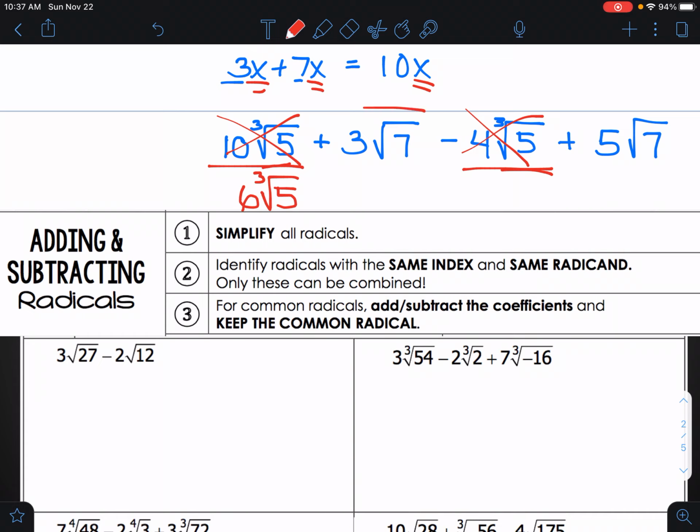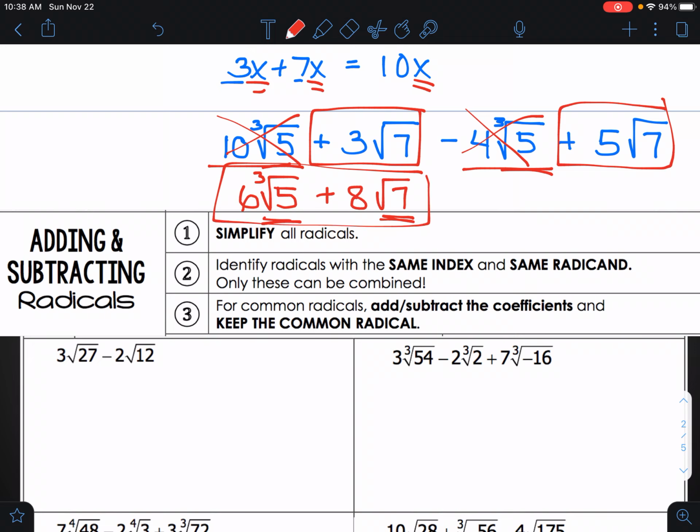And then I've got this one right here and this one right here. They both are square roots of 7, okay? These have to be the same. So now if I put those together, that would be 8 root 7, okay? Now, this is as far as I could go, because this and this don't have the same index, and they also don't have the same radicand. They have to have both to be able to add or subtract them. So now this would be the simplified version of what we just had up there, okay? So that's how we add or subtract radicals.